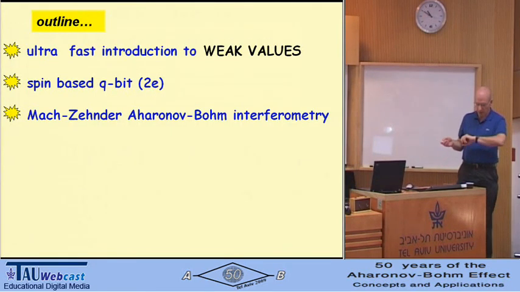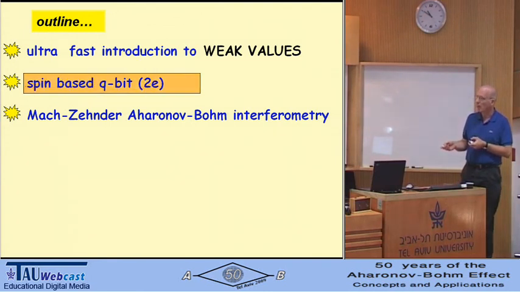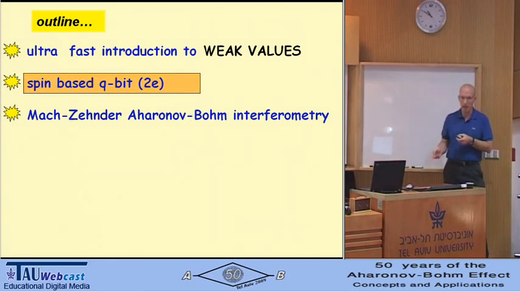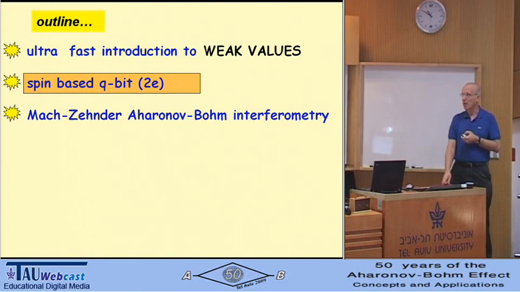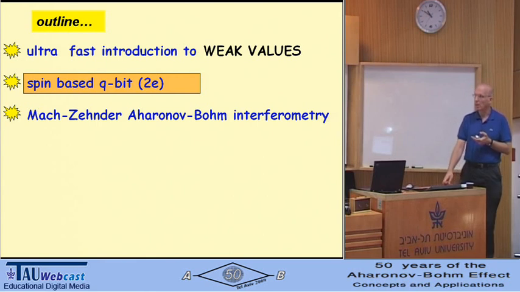So that was my ultra-fast introduction, and let me now go to two examples based on solid-state physics, and let me start with a spin-based qubit, the double dot qubit.